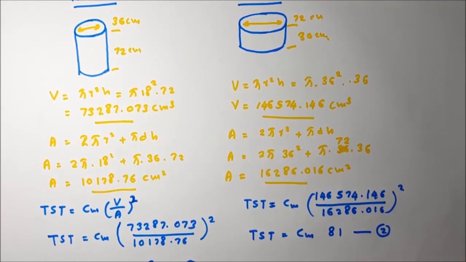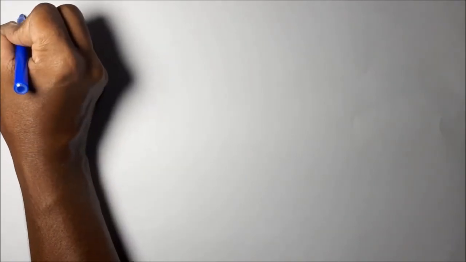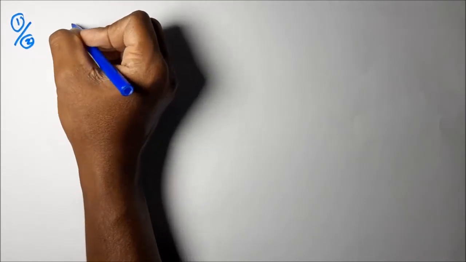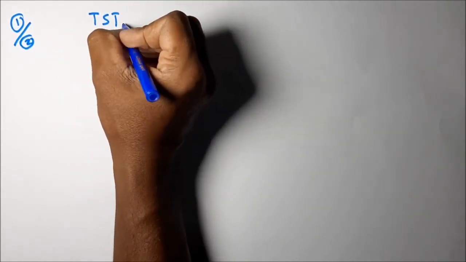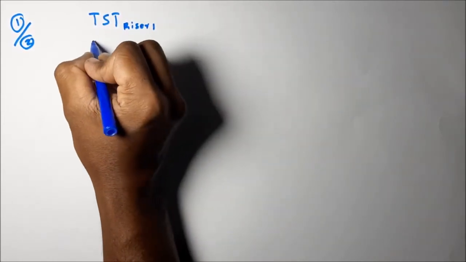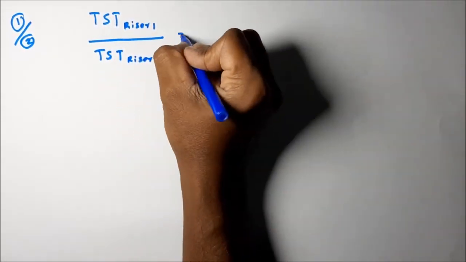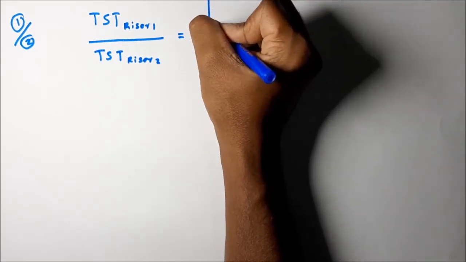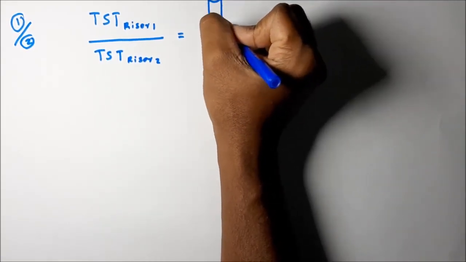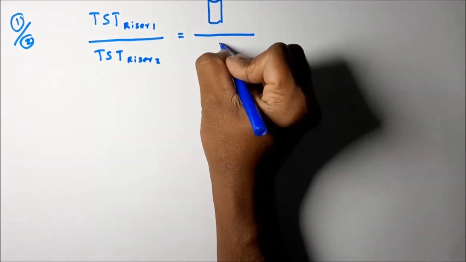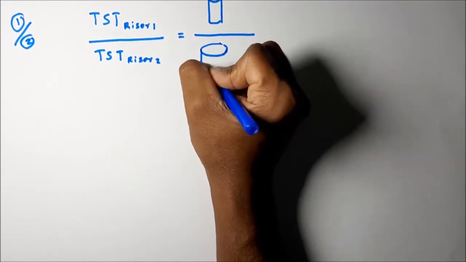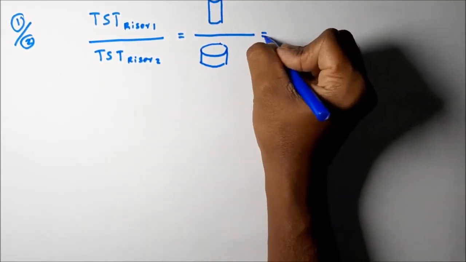Then if we divide equation 1 by equation 2, we can get the ratio: the total solidification time of riser 1 divided by the total solidification time of riser 2. I will just sketch the shape of these risers. On one hand is the smaller diameter, and this one is the larger diameter one.